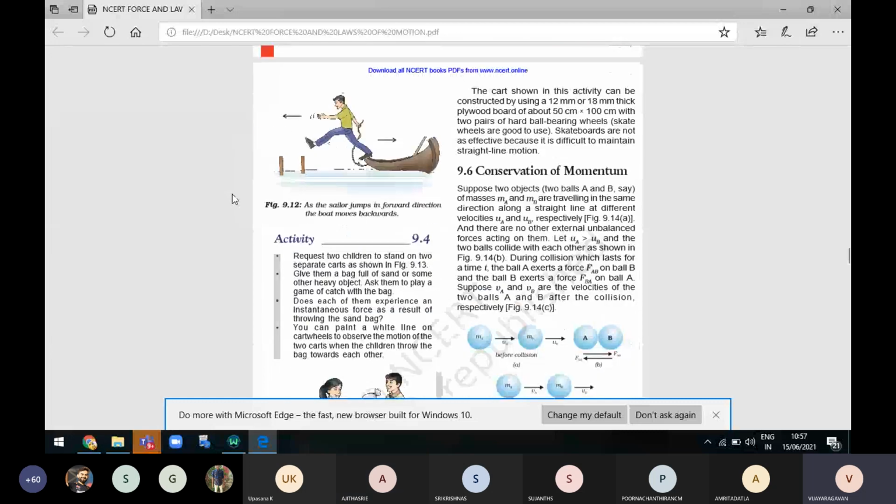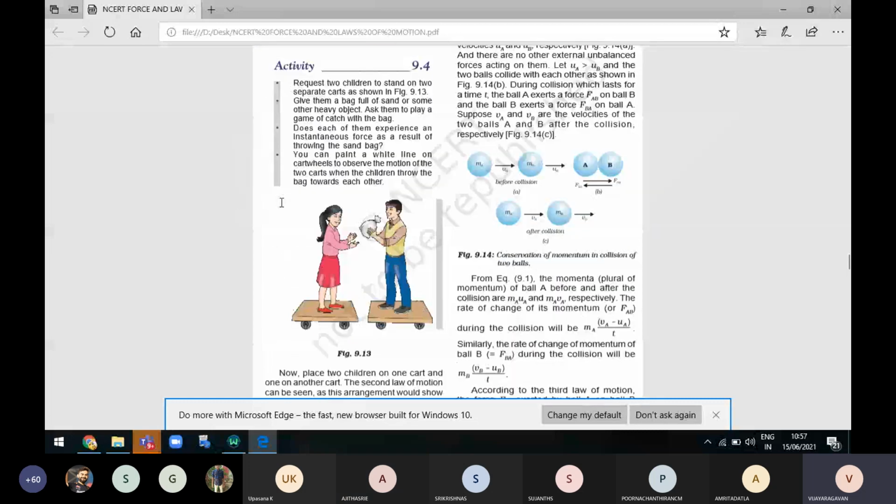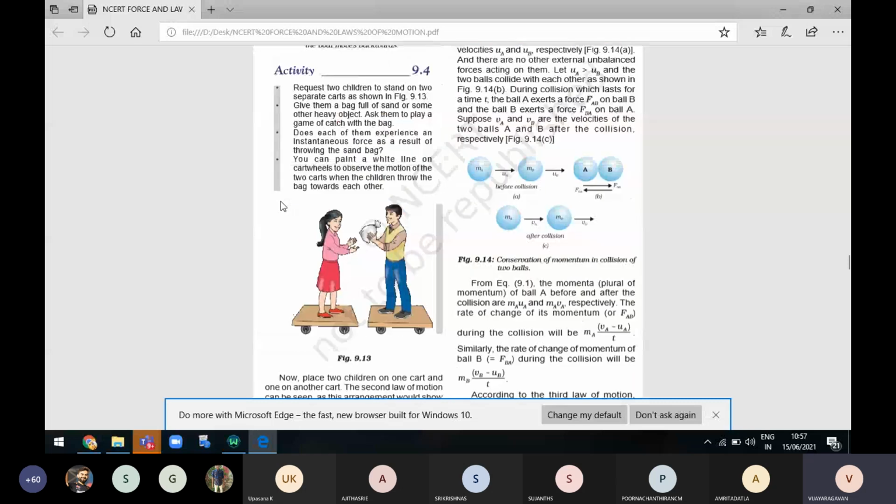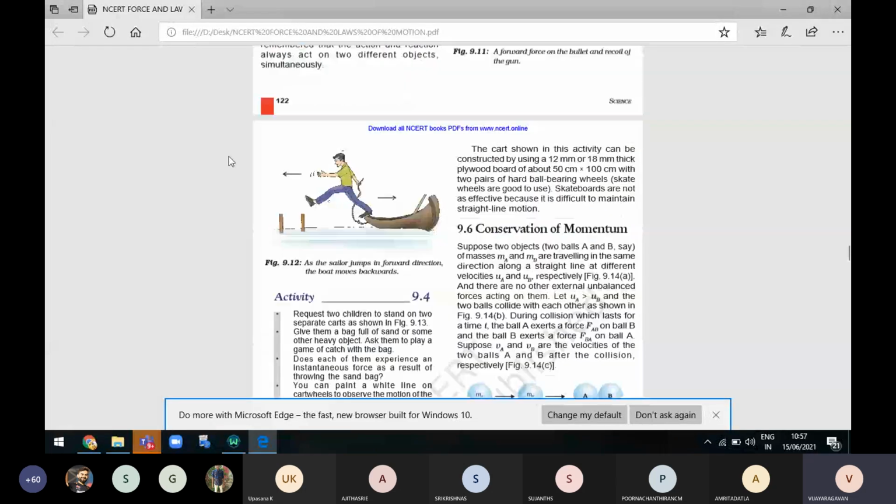See here. When the sailor is moving towards the shore, he is jumping out of the boat. When he is jumping out of the boat, what happens? He is coming forward. Because of his force, the boat is going back. As the sailor jumps in the forward direction, the boat moves backward. That is, the boat is moving away from the shore.